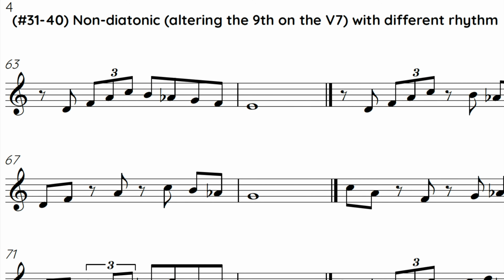All right, if you jump over to page 4 of the PDF, you'll see the final 10 licks, numbers 31 through 40. And for these, as you see, they're gonna be non-diatonic, so I'm gonna be altering that 9th over the G7 again, but I'm also going to be changing the rhythm. Now with this, once again, I'm not going crazy with 16th notes and all this stuff, and I'm also not going crazy with the harmonic alteration, just altering the 9th. And I want you to check out what these sound like.